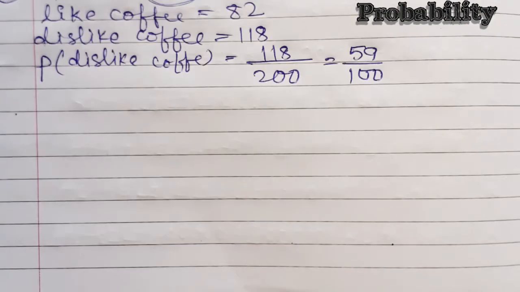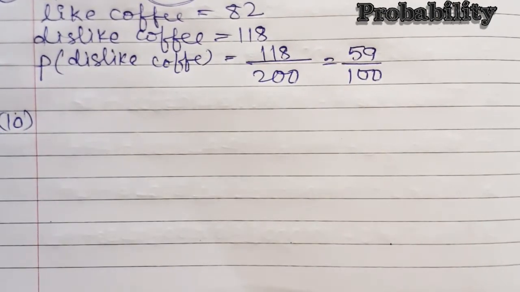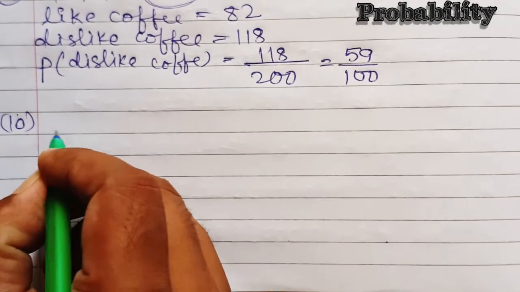Now I'll be moving to the next part, that is question number 10. Here in question number 10, it is given that a box contains 19 balls bearing, okay, total how much?